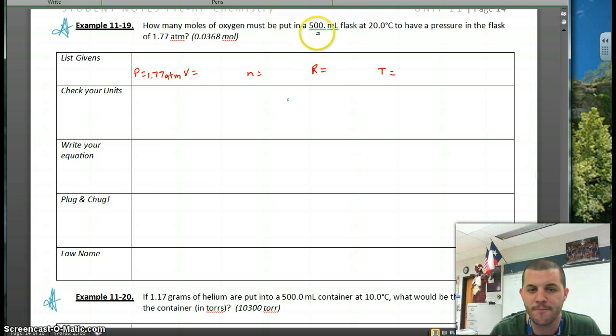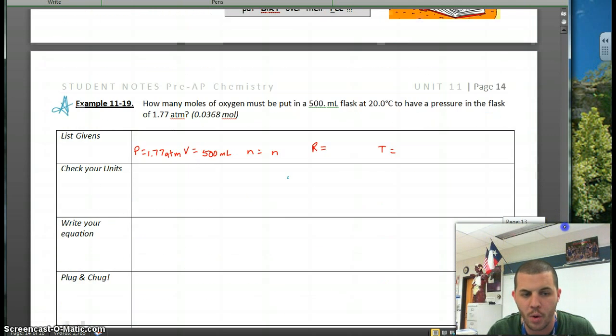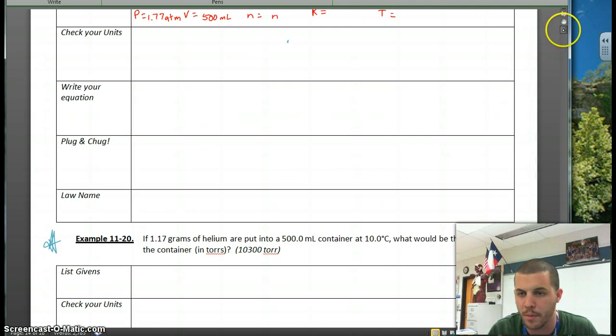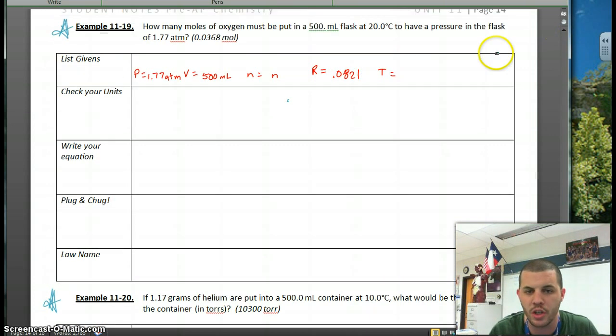Volume, 500 milliliters. Okay, we got to be careful with that. I'll explain why in a second. Number of moles is what we're looking for. Our pressure is in atmospheres, okay? So I'm going to come back up here, and if I've got a pressure in atmospheres, I need the R value to be 0.0821. So that's what we're going to put in for R: 0.0821. And lastly, my temperature is 20 degrees Celsius.